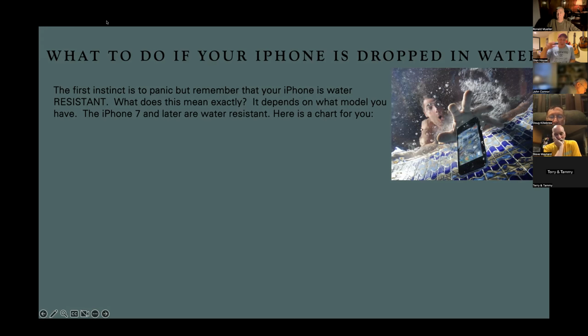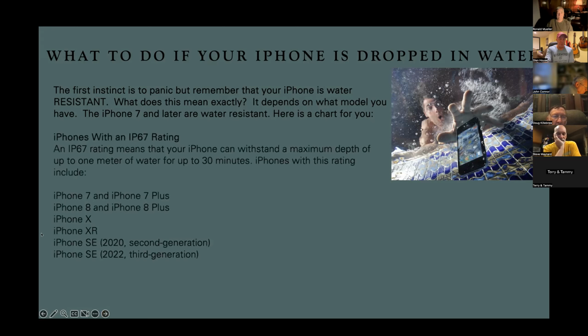So anyway, I thought I would just touch on this here. What do you do if your phone drops in the water? Well, first thing is don't panic, because more than likely you all have phones that have some bit of water resistance. To start with, I thought I would have a little chart here to show you. If you have an iPhone 7, 8, X, XR, SE, then you've got what's called an IP67 rating. This means your phone can withstand a maximum depth of 1 meter, about 3.5 feet, for up to 30 minutes. So you drop it in the toilet, the sink, whatever, you're good to go.